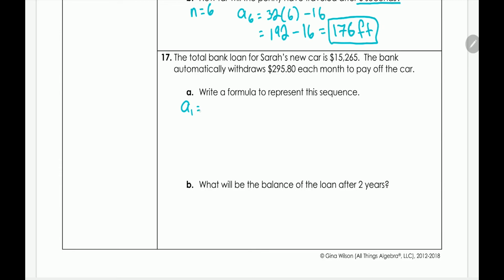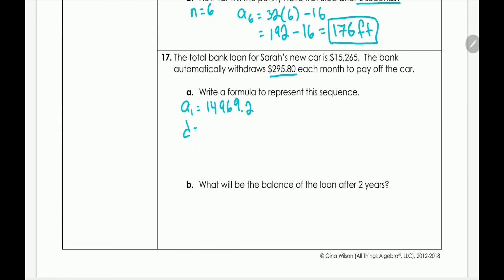So A sub 1. That's going to be after the first month has passed. So what's the balance of the loan? Well, for this case, it would be the $15,265 subtracted by the $295.80. So you're making a payment. After the first month, you've made a payment, and now this is the new balance. So the new balance should be $15,265 minus $295.8, which is going to give us $14,969.2.